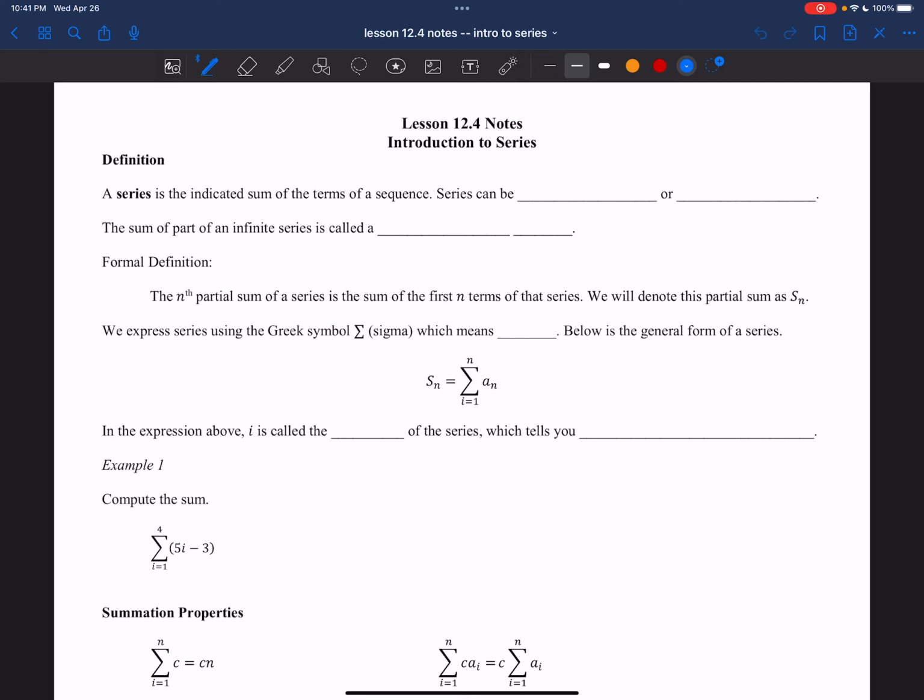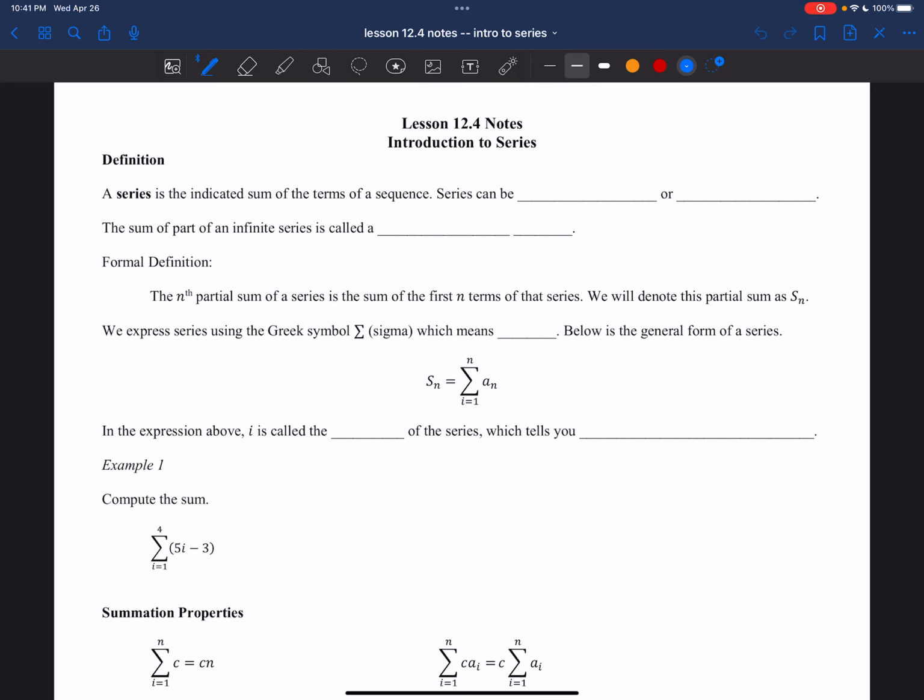Hello and welcome to lesson 12.4. This is our introduction to series. So we've talked about sequences, we've talked about explicit and recursive formulas, and now we're building up to series. So we're going to talk about what a series is, how it's related to sequences, and all that business.